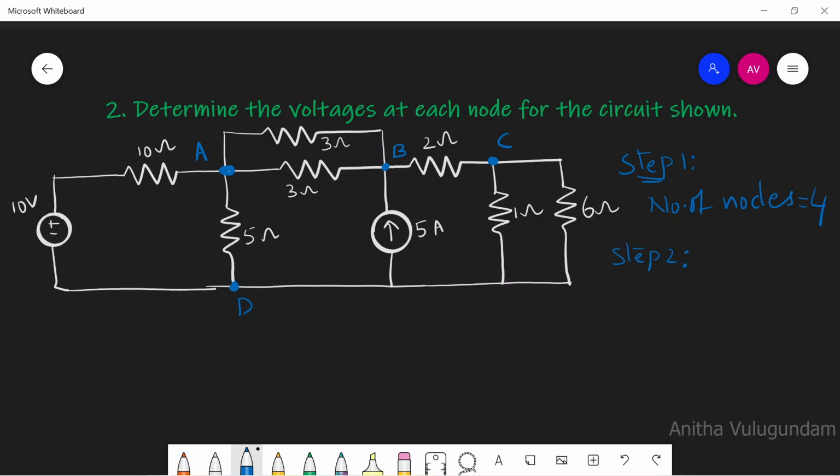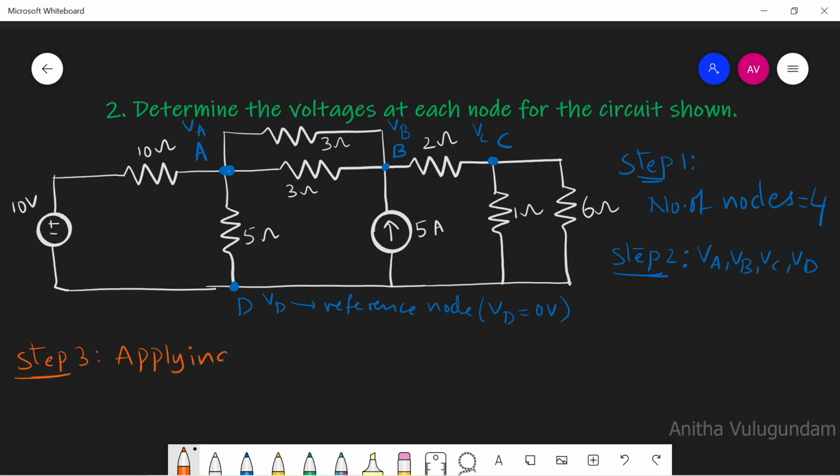Step 2. Assign voltage at each node. I'm assigning here this as V suffix A, this as VB, VC, VD. And we have to consider one node as reference node. And VD, I'll consider it as reference node, that is VD equal to 0 volts. Okay. Step 3. Develop KCL equation for each non-reference node.